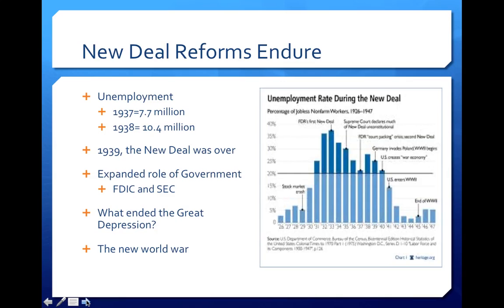We see government regulation, the FDIC, the Federal Deposit Insurance Corporation, again backing individuals' monies that are put into banks. We also see the SEC, or the Securities and Exchange Commission, which regulated stock markets and investments in the stock market. The New Deal didn't really end the Great Depression.